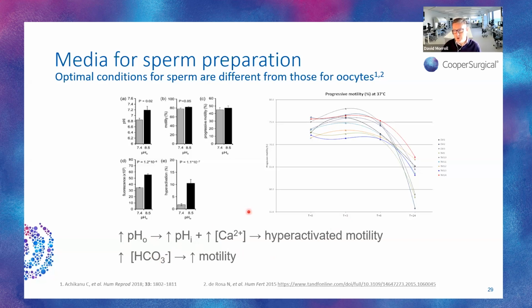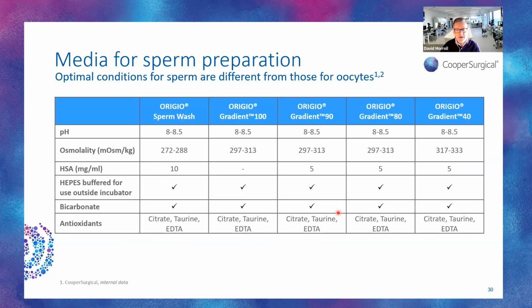And we've done similar work in combination with Matt Tomlinson at the University of Nottingham and his master's student, Natalie De Rosa, where we did work on a range of different media, of different compositions, different pH, different bicarbonate, and showed that high levels of bicarbonate, high pH, were much more supportive of sperm motility. And that's important because it drives what we do.